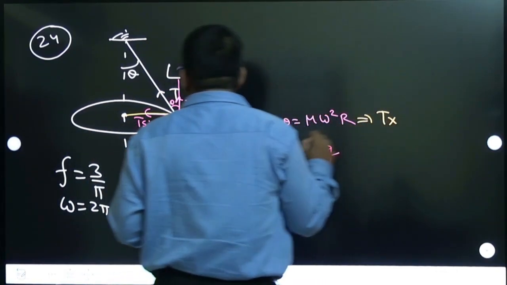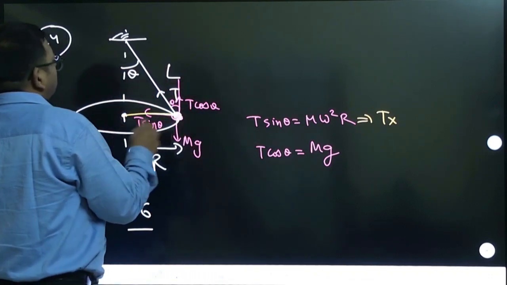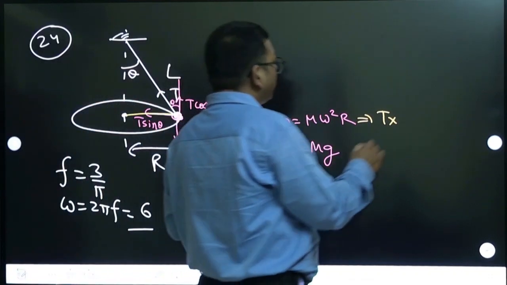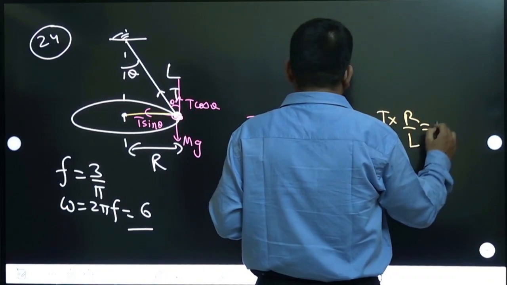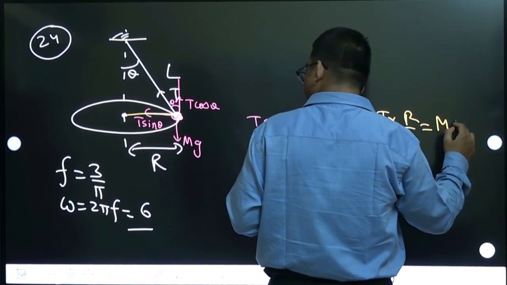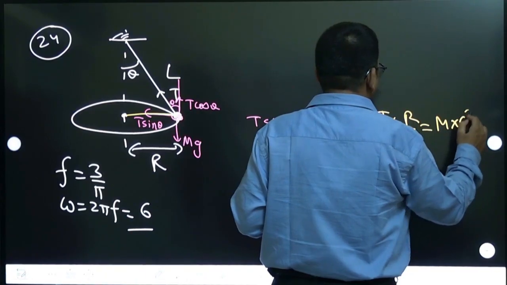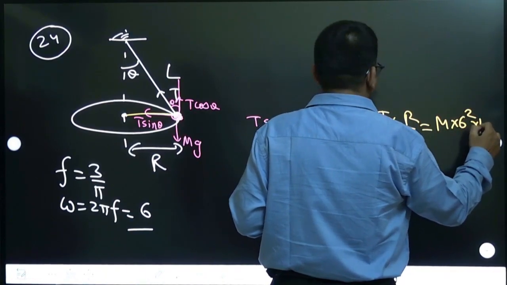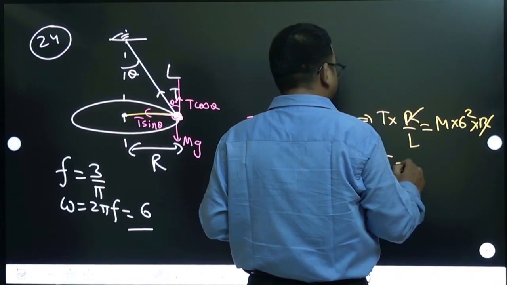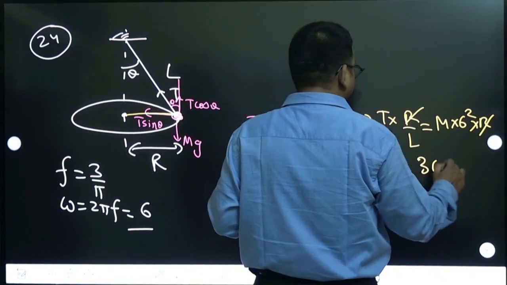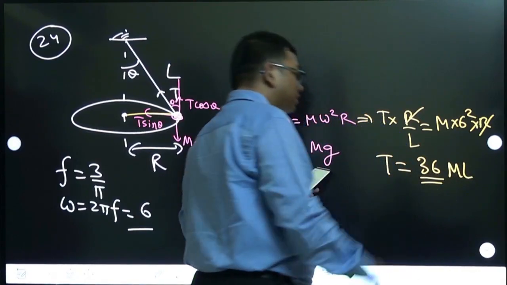Sin theta is what from here? Sin theta is perpendicular by hypotenuse, so R by L. M omega square is 6 square into radius. Radius cancel, tension is 36 ml. This is the answer, 36.